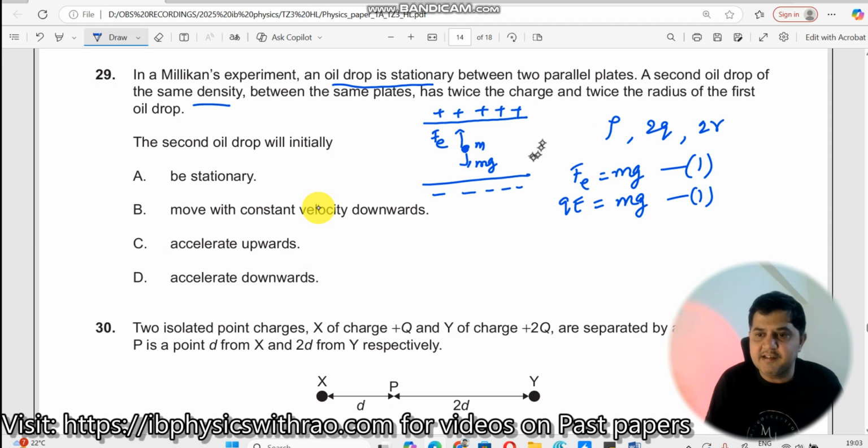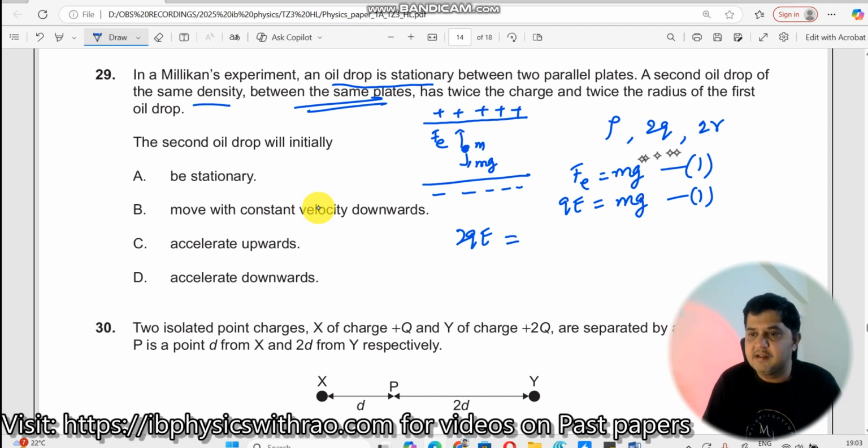Now here, we are using a second drop which has twice the charge and twice the radius. So it is 2q times E over here. The electric field is not changing because it is the same potential difference between the same plates. The distance is not changing, the voltage is not changing, so the electric field does not change. 2q times E is equal to the mass times g.